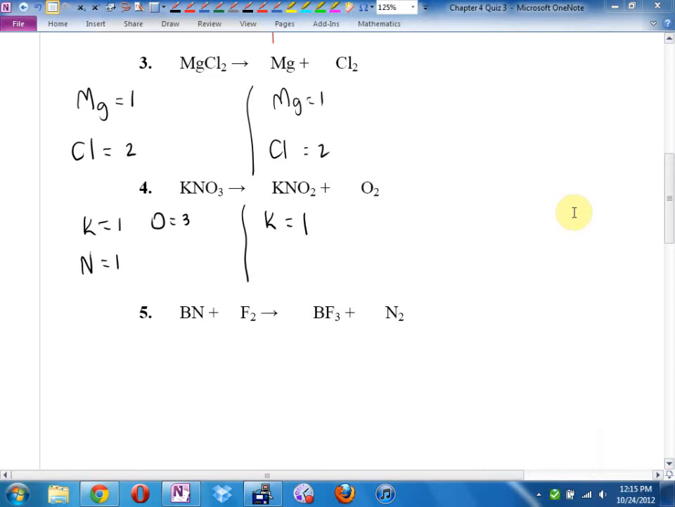How many N's do I have? How many O's do I have? Careful. 4. Okay. I think the problem is going to be the O's. The problem is going to be the O's.